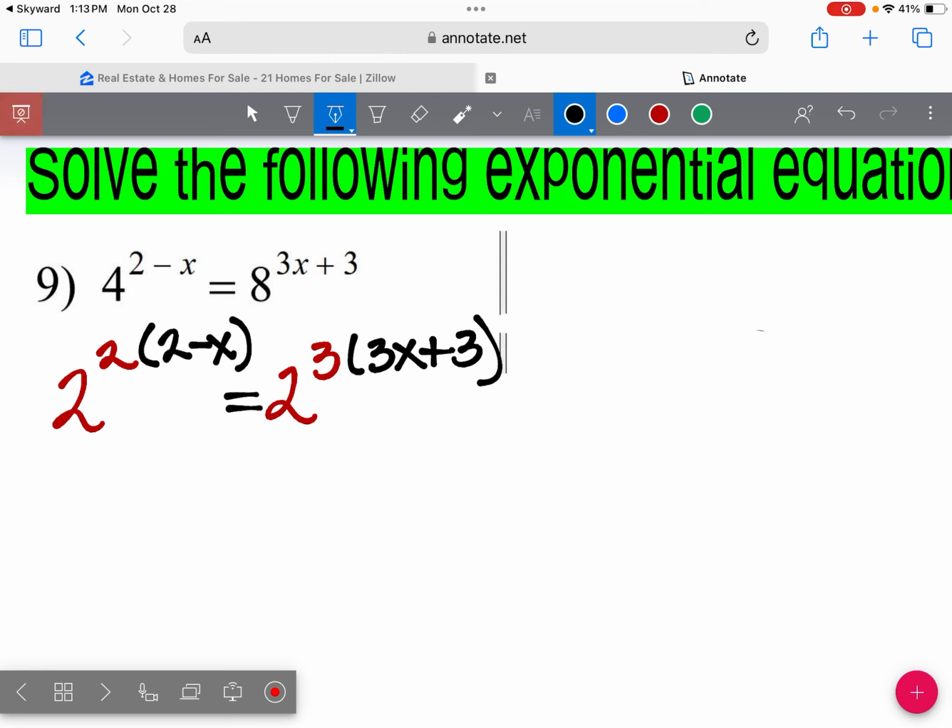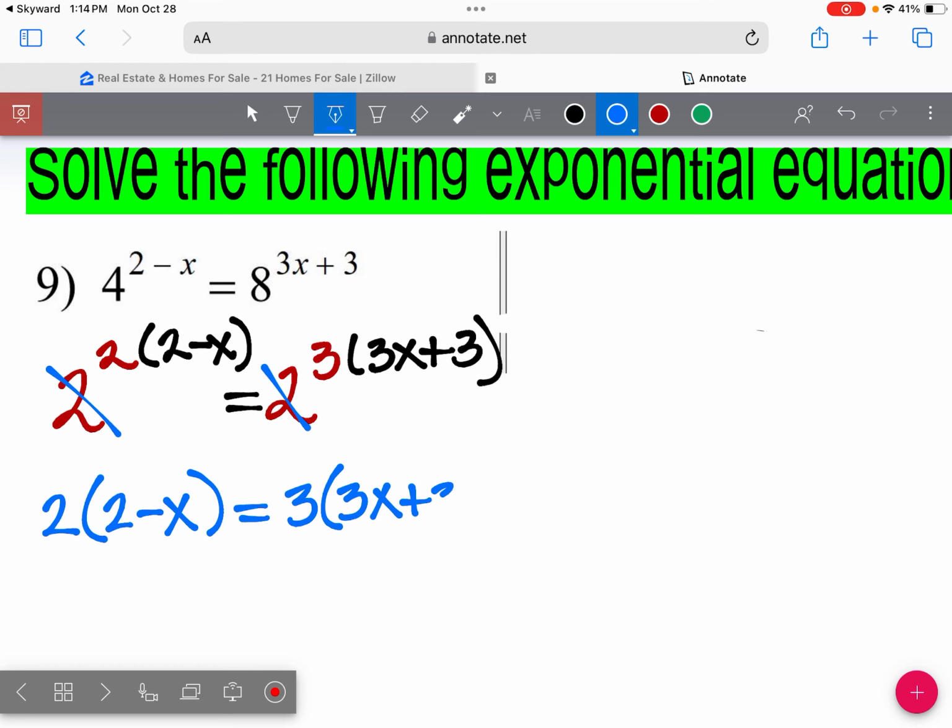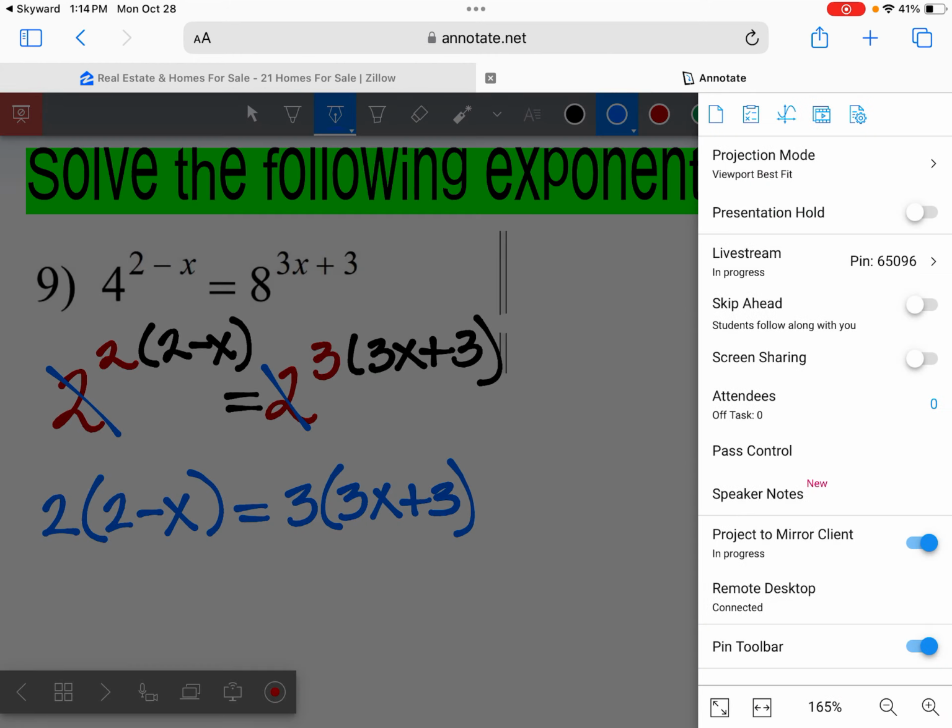Okay, so this is where you should be at this point. Now, be careful because you have to distribute on both sides. You have to distribute on both sides. So you have to take the 2 times 2 minus x, and then 3 times 3x plus 3. Go ahead and continue solving that.